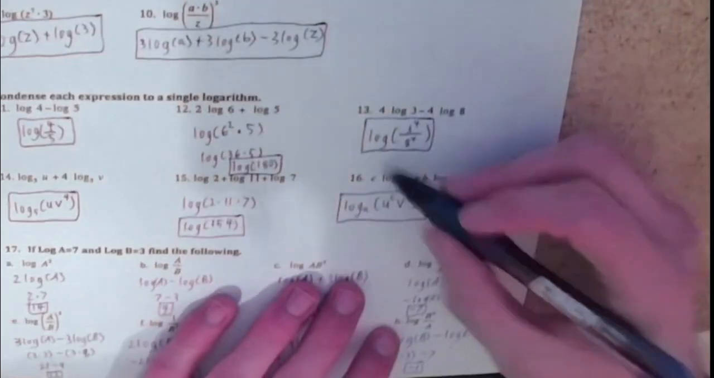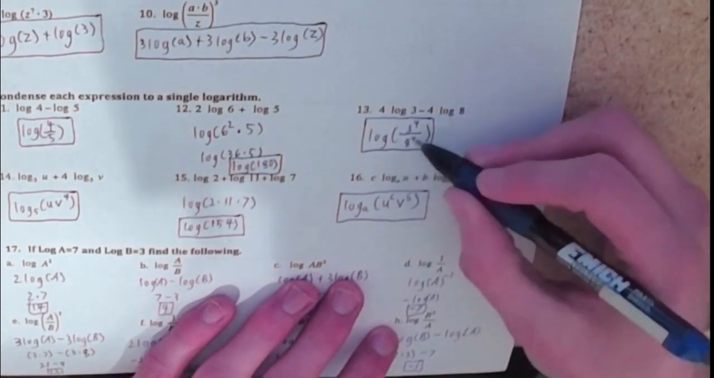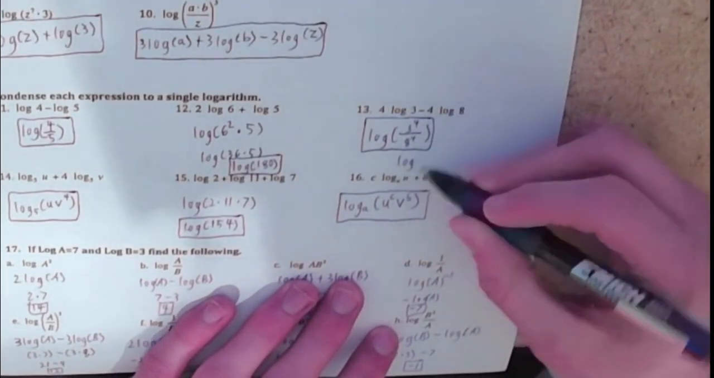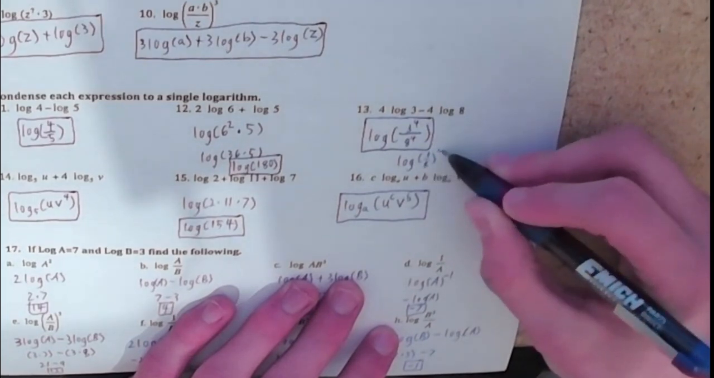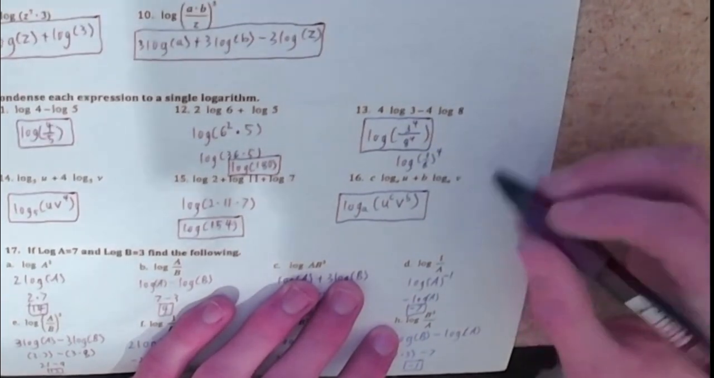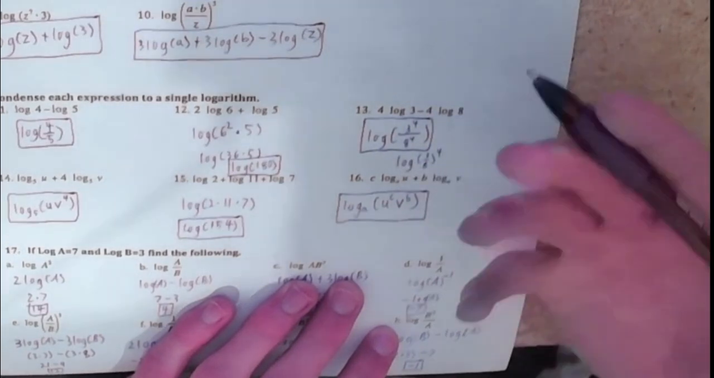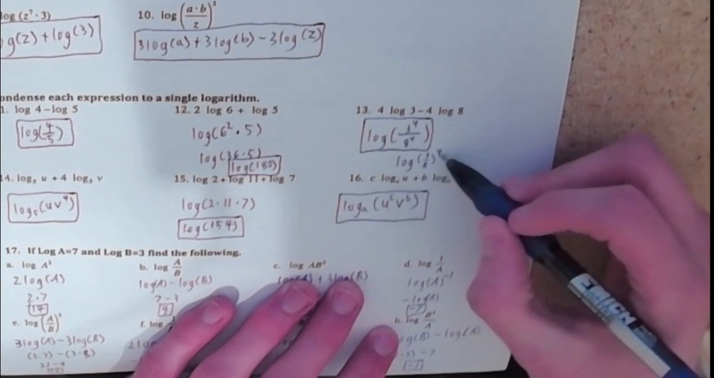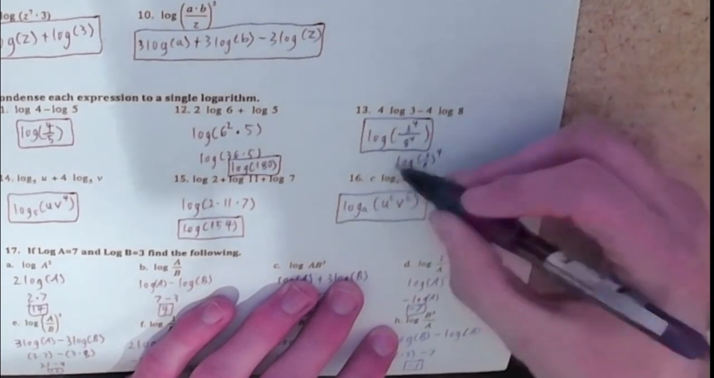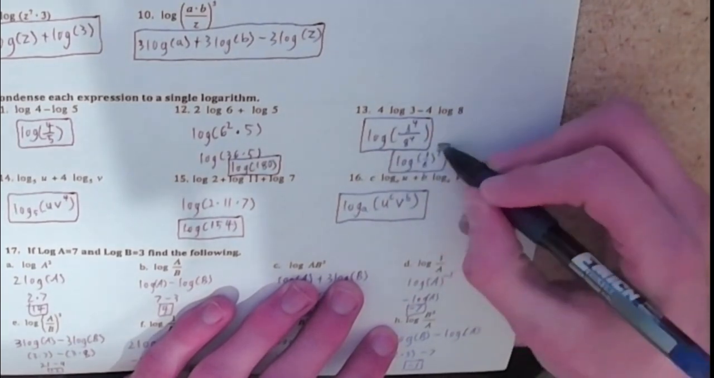Editor here. I was looking back over this one, and I realized that you can do log of 3 over 8 to the 4th, which I believe is going to be our final answer. If it's not that, that 4 is going to be right here. But I believe this is our answer.